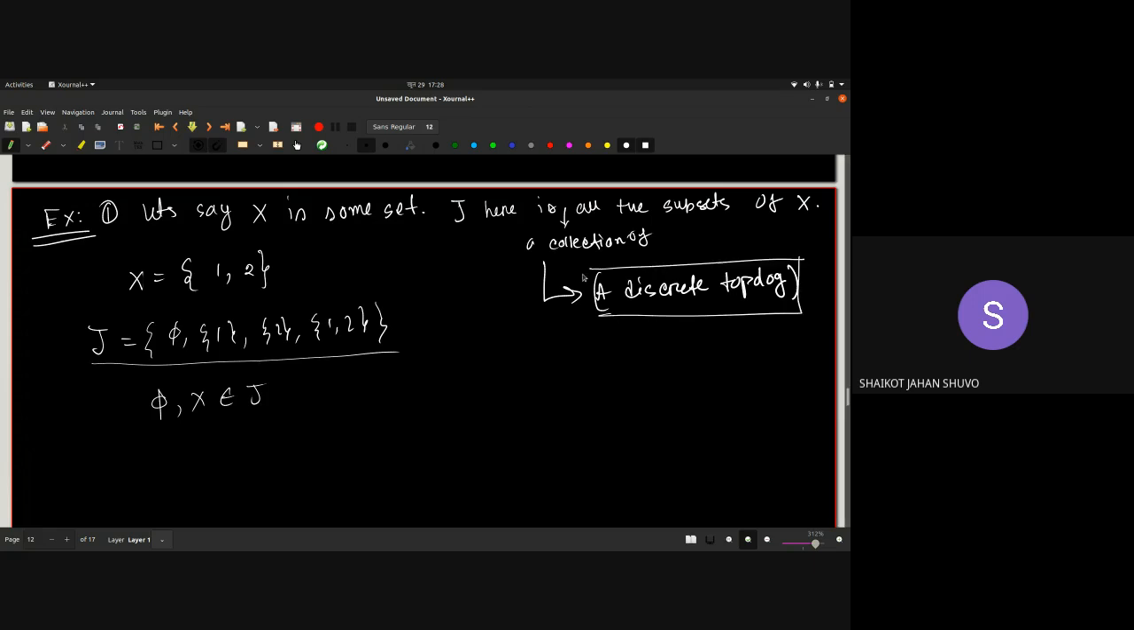This is one example of a topology. You can even have topologies like this. Let's say for some set X, your tau only consists of the null set and the set X. You can easily check that it also satisfies all three requirements. This type of topology is called a trivial topology.